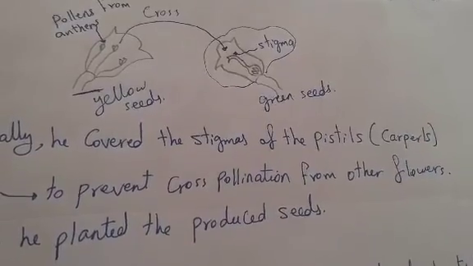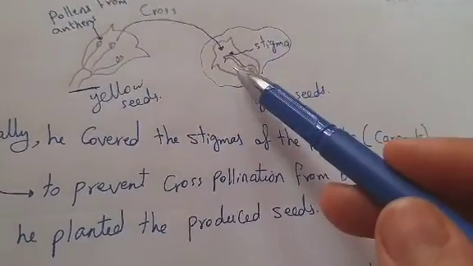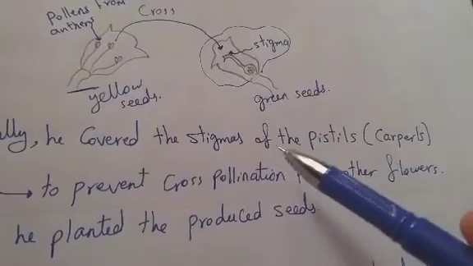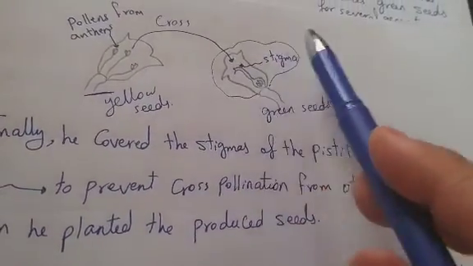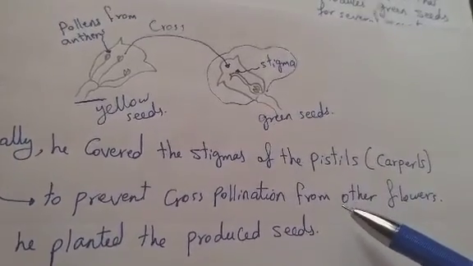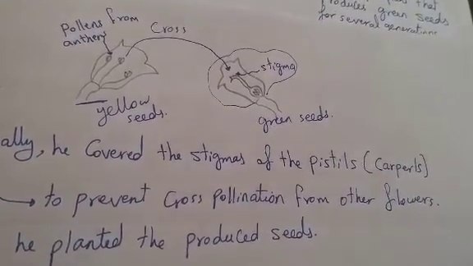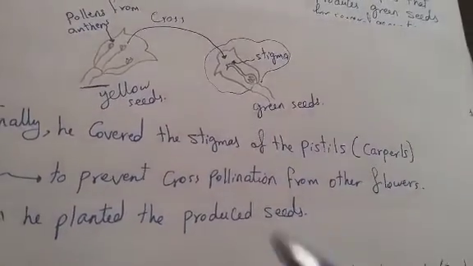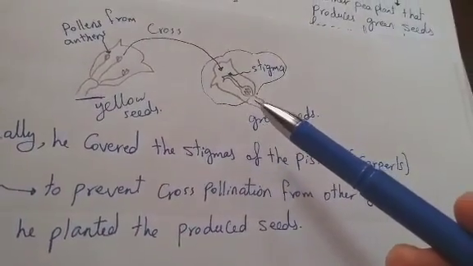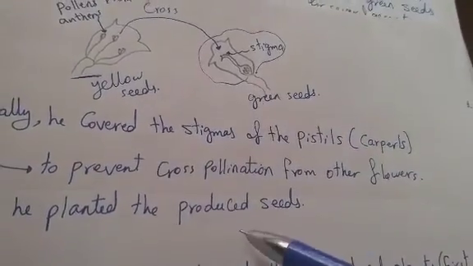After that, he waited for the plant to produce seeds and took these seeds and planted them. So after covering the stigma, to prevent cross-pollination from any other flowers, he waited till the fertilization happened and the flower produced seeds, and then took these seeds and planted them.